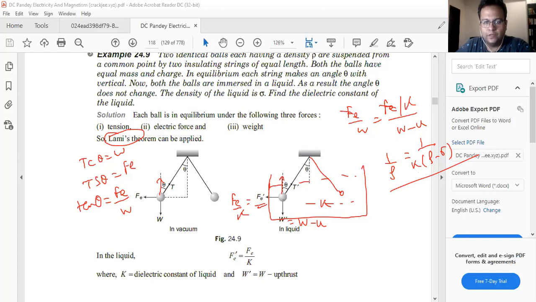Okay, any two balls suspended, right? Two pendulum suspended वाले problem, this is the best way to approach. Tan theta से.